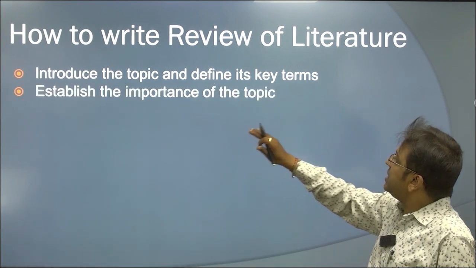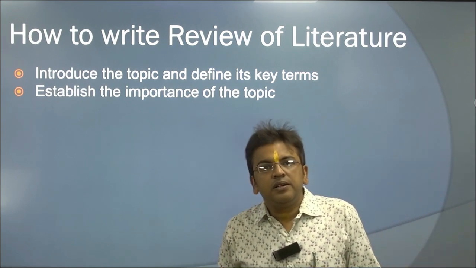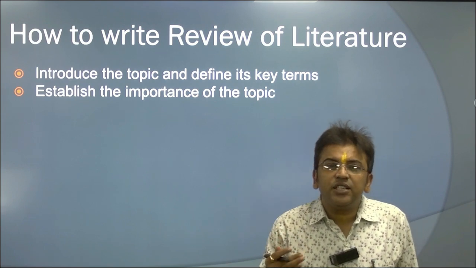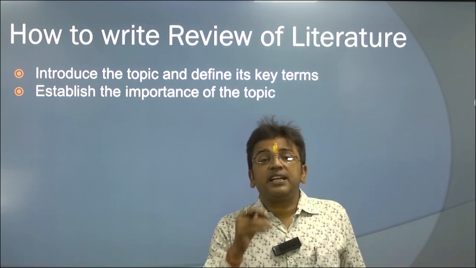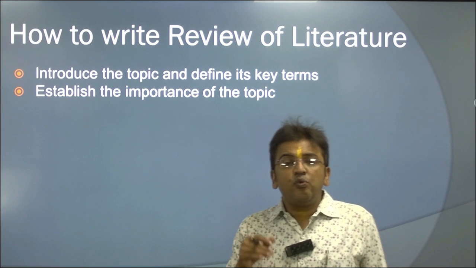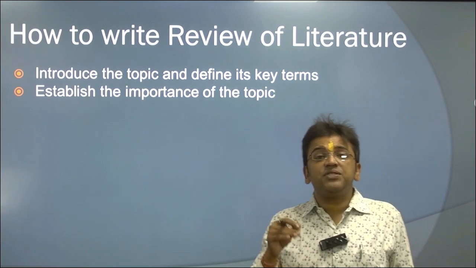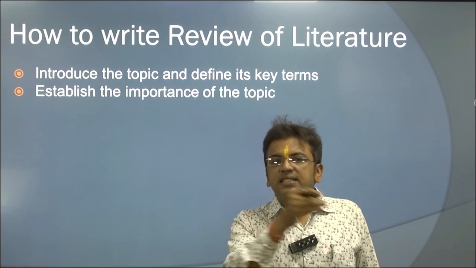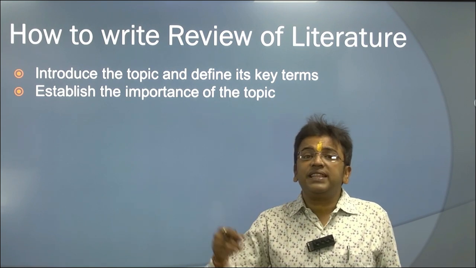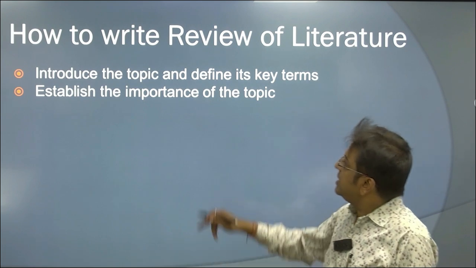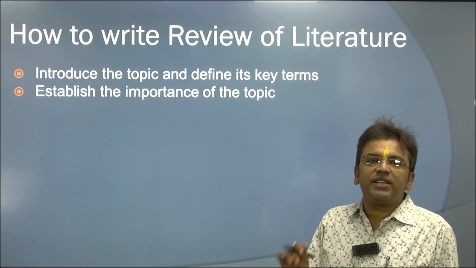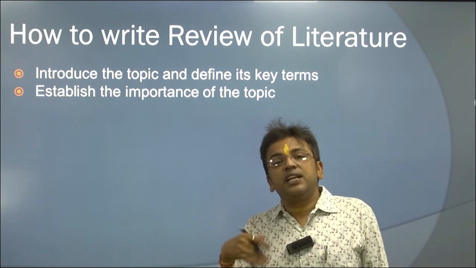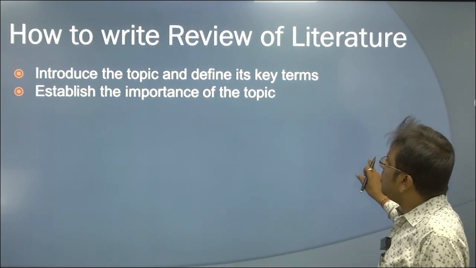Then establish the importance of the topic. Importance of the topic means why you are conducting that study on that specific area, the relevance of that study. Whenever you find the relevance of that study, automatically you are going to justify that this study is being conducted for that area because of the importance of that topic. So review of literature helps us to establish the relevance of the specific topic.